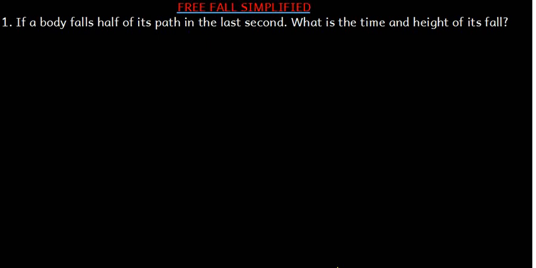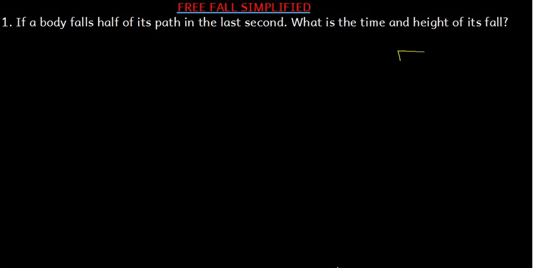We go over some free fall questions in a simple way. So if a body falls off of its path in the last second, what is the time and height of its fall? Well, the only information that we know is that it has fallen half of its distance in the last second. So let's say the height of this building is h, and then half h is half of its height.